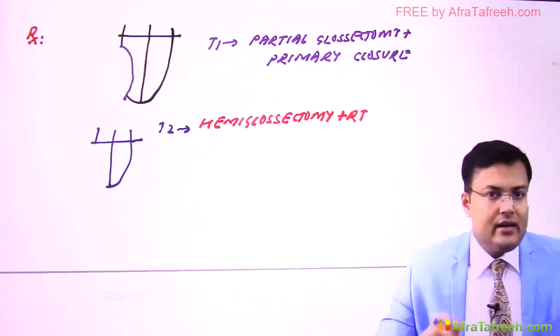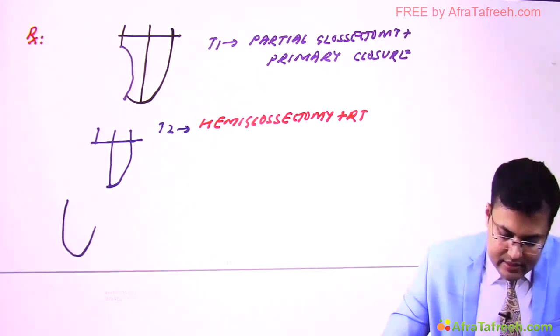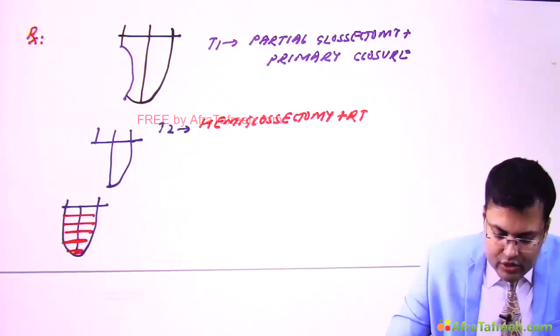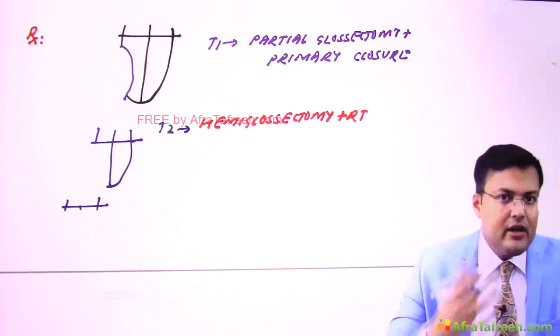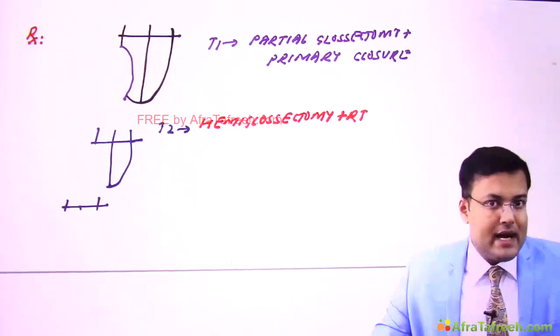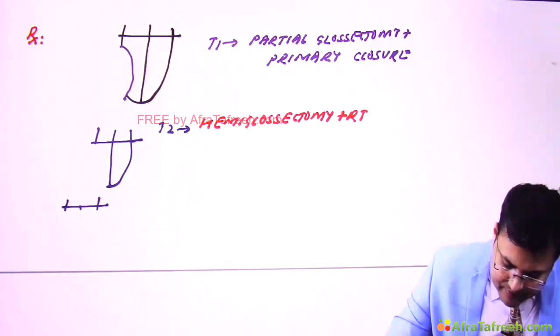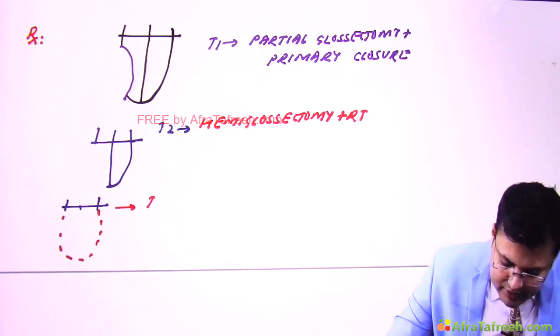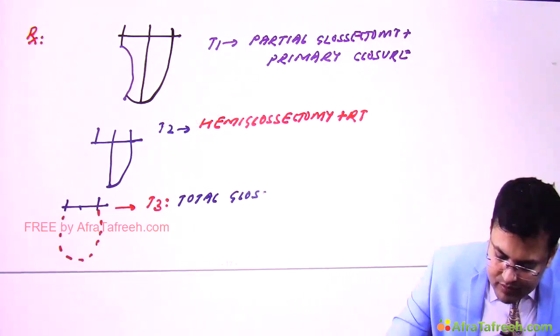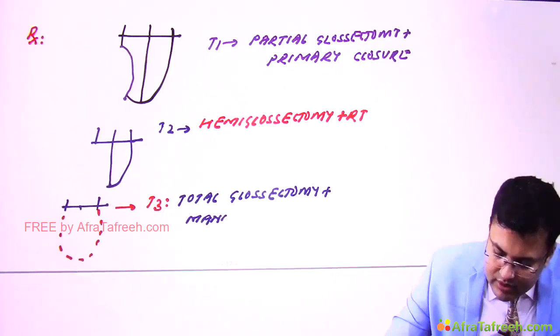If it is T3, in T3 imagine that this is the tongue, this is the oral tongue. So in T3 we are going to perform the total glossectomy. So we are going to remove the tongue, not only tongue, we are going to perform the mandibulectomy. So T3 we perform total glossectomy plus mandibulectomy. This was the tongue which was removed. So for T3, total glossectomy plus mandibulectomy is done. So it's a total glossectomy plus mandibulectomy, clear?